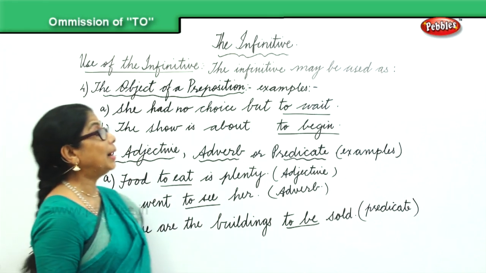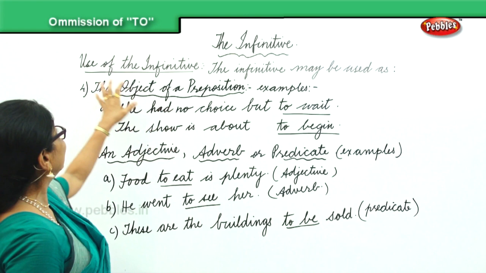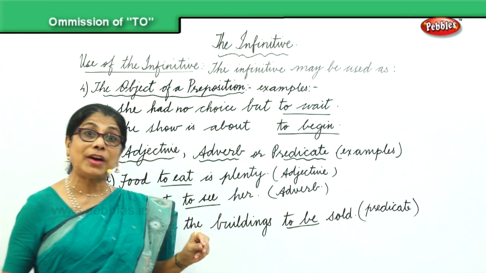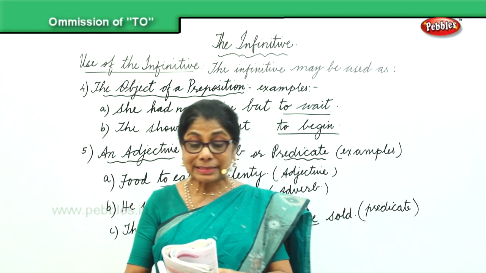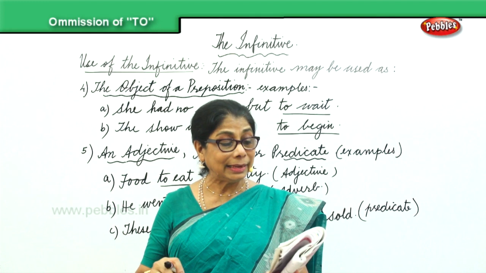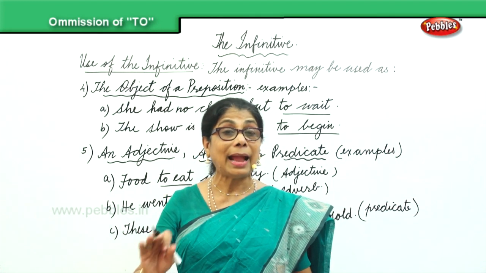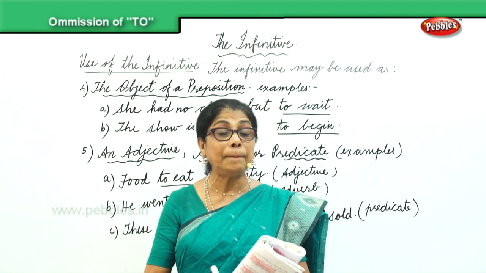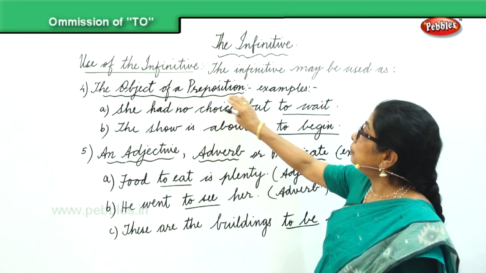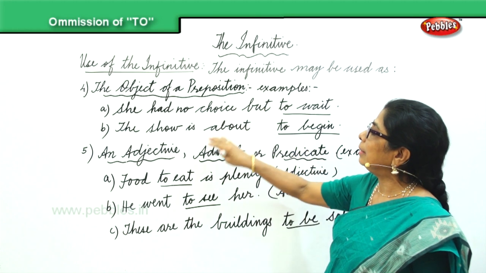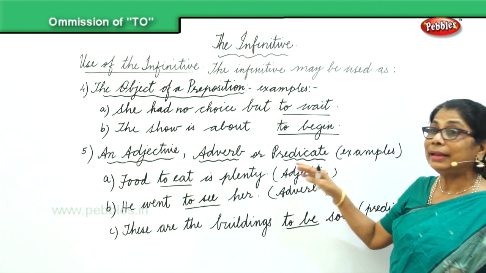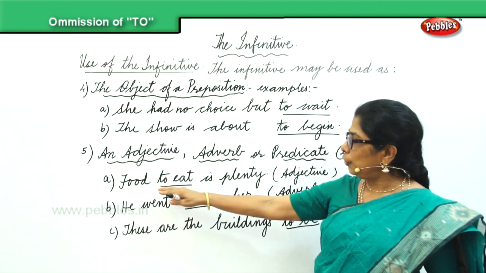So we are talking about the use of infinitive. The use of infinitive can be categorized into five. The first one, we said it can be used as the subject of the verb, and the second, we learned it can be used as the object of a transitive verb, and in the third we said it can be used as the complement of the verb, and the fourth category is the infinitive can be used as the object of the preposition. And lastly, it can be used as an adjective, adverb, or predicate in sentences.